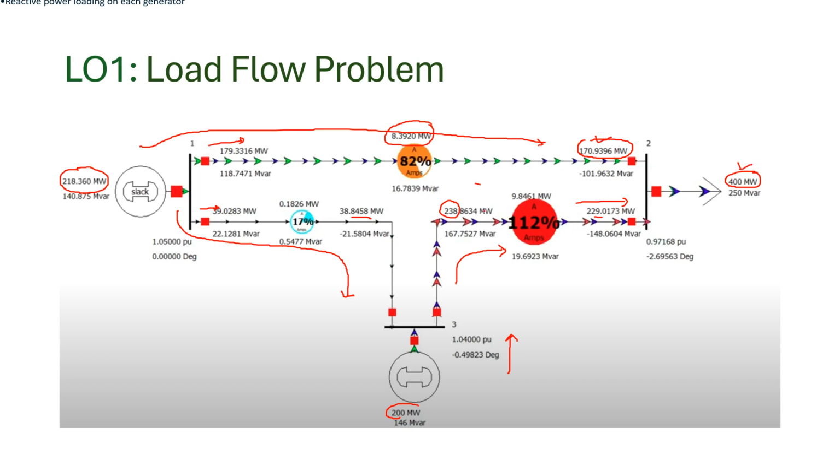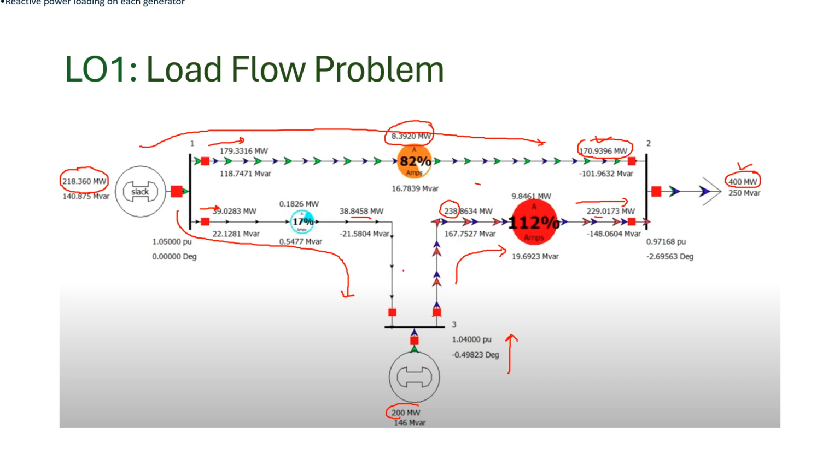So from this data, we get what the generation will be, what the power flow in the transmission line will be, and what the voltage will be. That we get after performing a load flow.